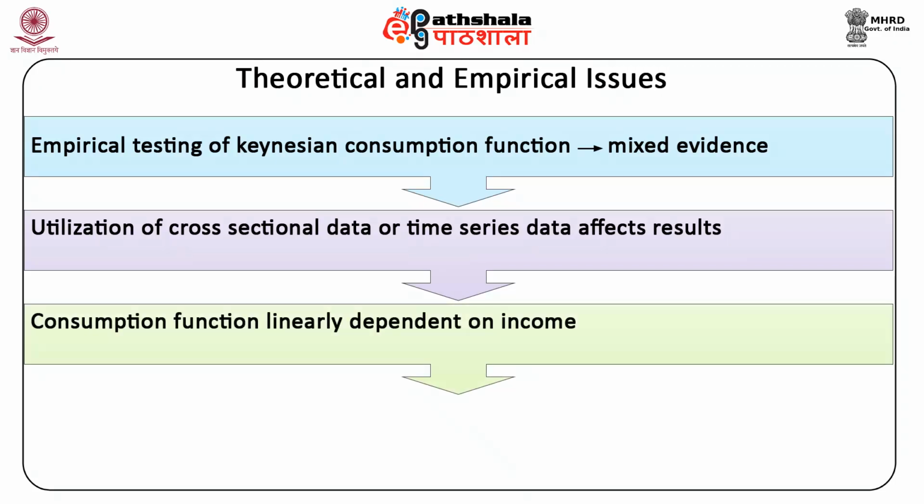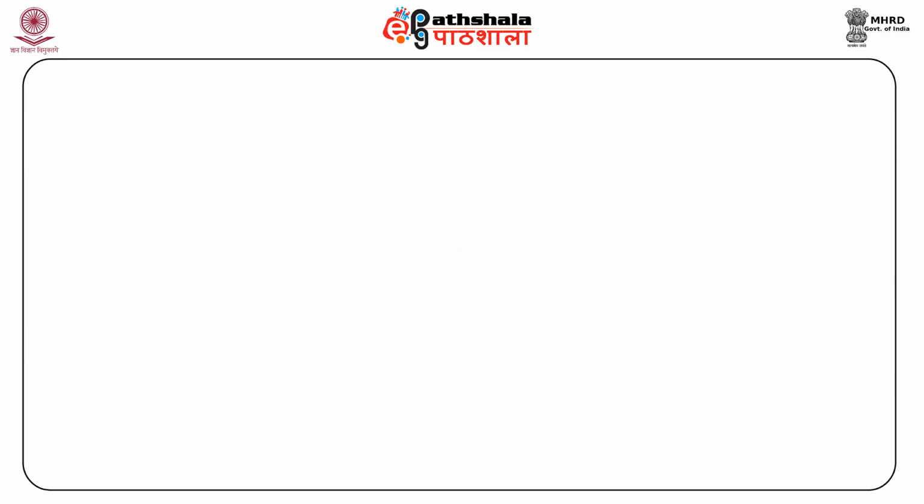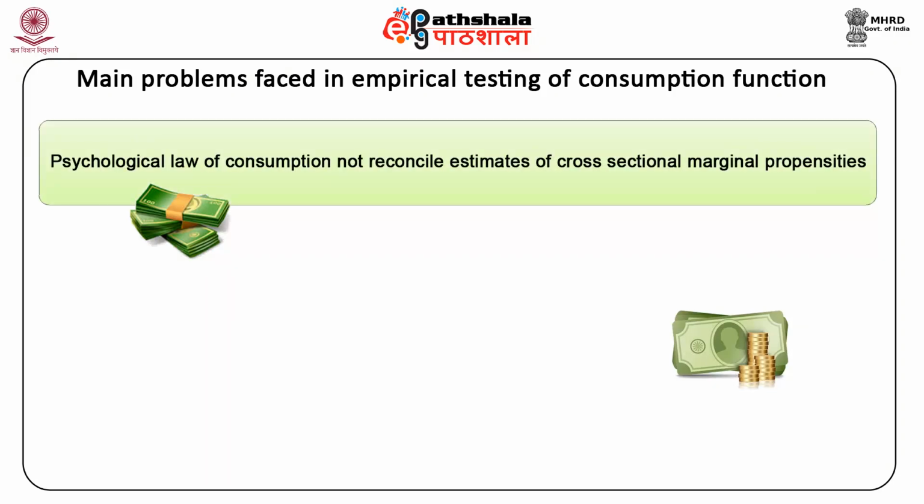We have shown the consumption function as being linearly dependent on income, but this assumption was tested by Kuznets, who suggested that consumption was a proportion of income rather than a function of it. There are three main problems faced in the empirical testing of the consumption function. First, the psychological law of consumption could not reconcile the estimates of cross-sectional marginal propensities.